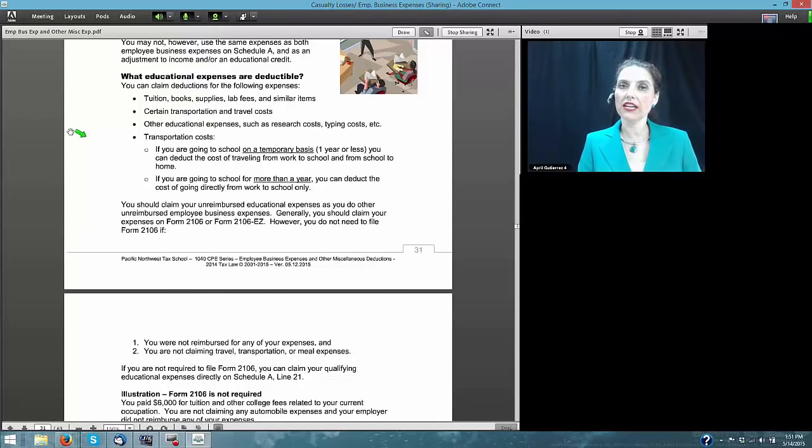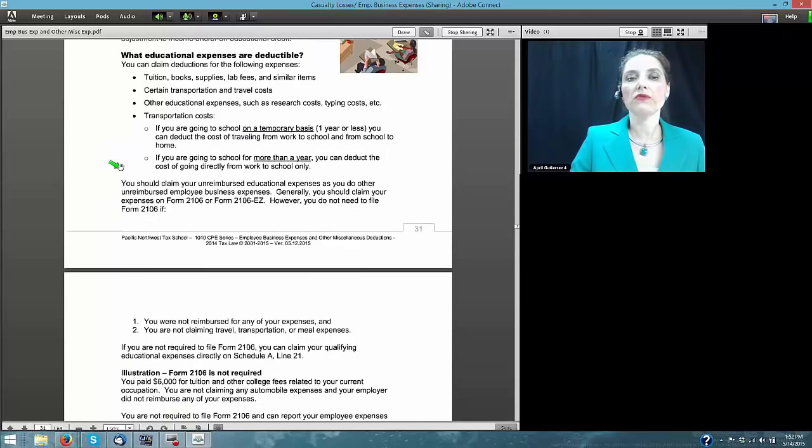Now, if you are able to deduct your expenses on Schedule A, what can you deduct? Because when we're looking at education expenses, say for an education credit, usually you're limited to the cost of tuition and fees. You're certainly not going to be allowed the cost of transportation. But when we're looking at Schedule A, it's more broad. For Schedule A, you can claim the cost of tuition, books, fees, supplies, and similar items. You can also claim the cost of certain transportation and travel, other educational expenses such as research costs, typing costs. Under transportation, if you are going to school on a temporary basis that is 1 year or less, you can deduct the cost of traveling from work to school and from school to home.